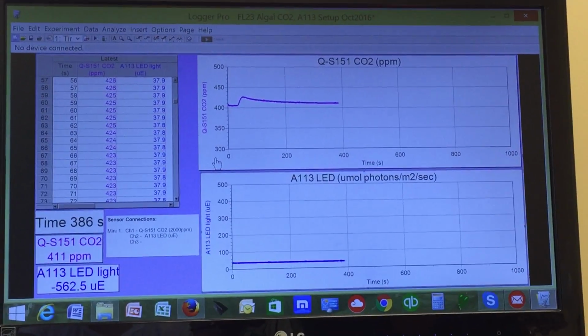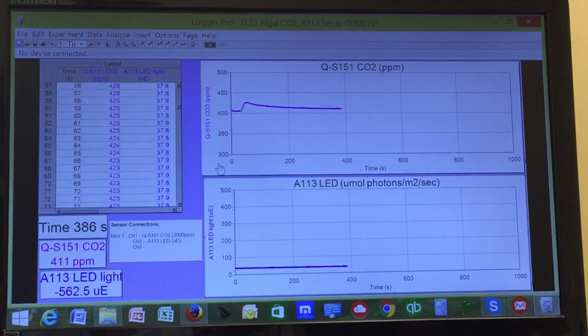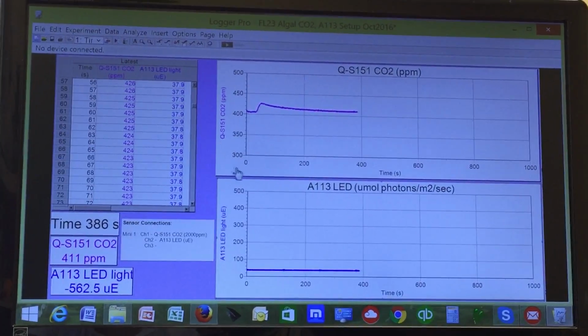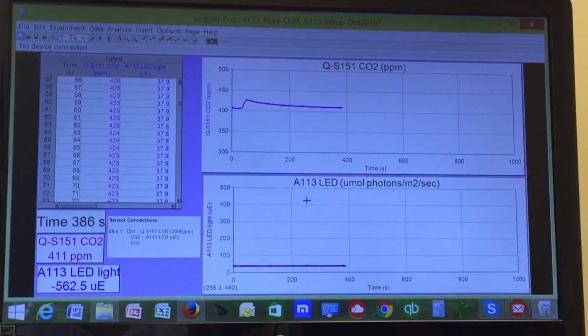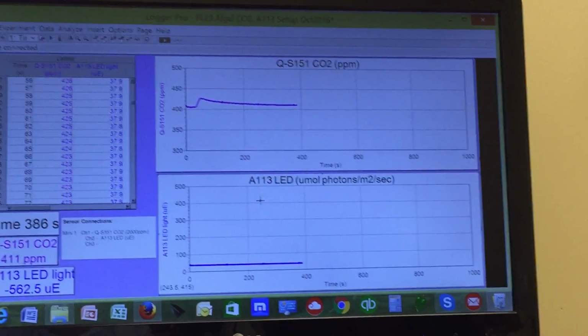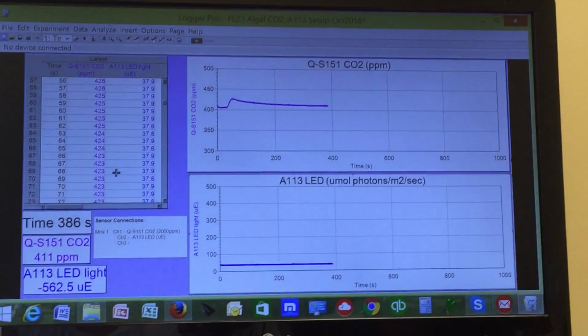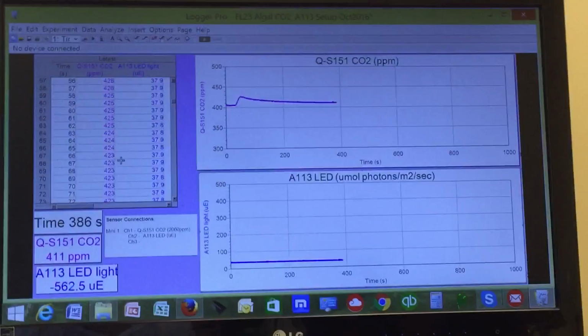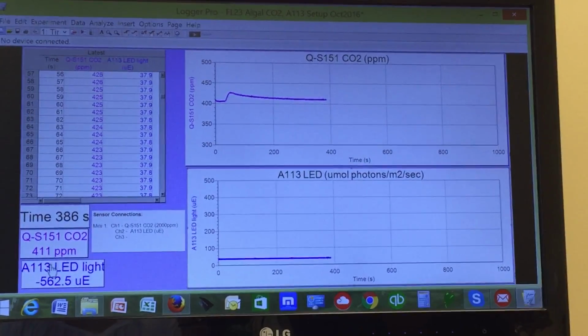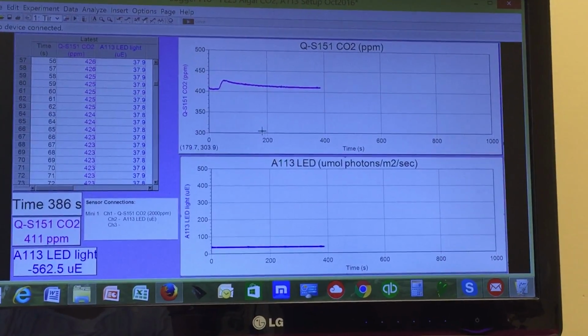So now we're going to discuss how to analyze the data collected with the Algal CO2 package, the FL23. This is the experimental data that we just collected. There are 2 pages in this experimental file. The first page, page 1, is where all the data is visible. It's collected in this table. It's shown on the meters and in the 2 graphs.